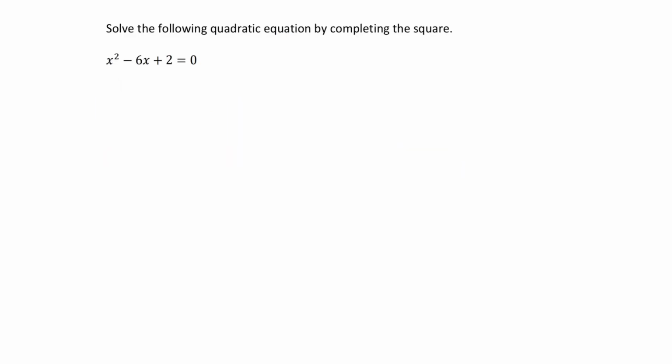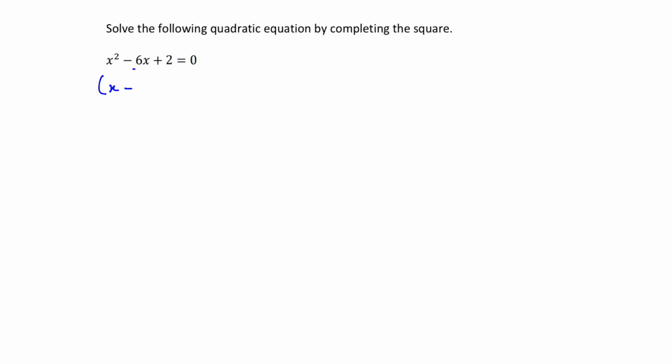This question requires us to solve the quadratic equation by completing the square. It means we have to find the value of x. Here also the coefficient of x² is 1. So we are going to follow the same steps that we did in the example before. We are going to put a bracket and write x. You have a negative here, so after x I'm going to put a negative.